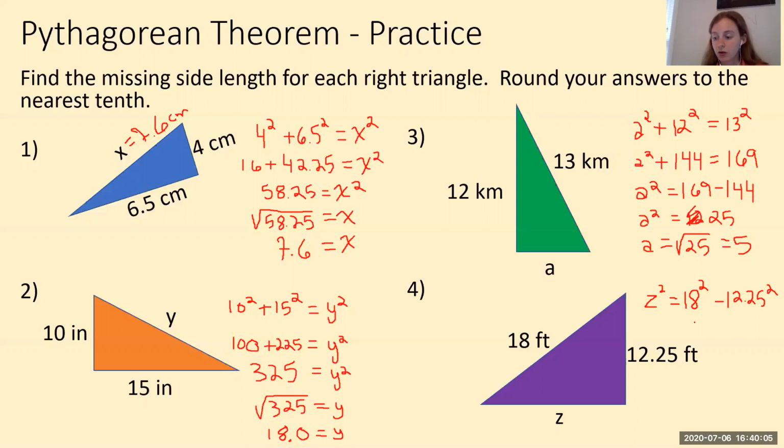Okay, so 18 squared, that is 324. Try and squeeze all this in here. 324. And 12.25 squared is 150.